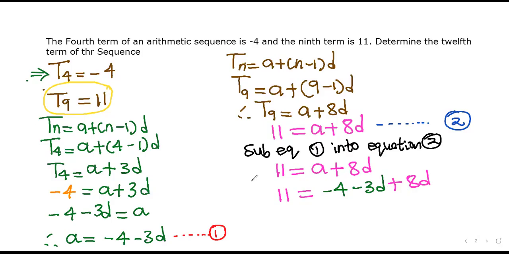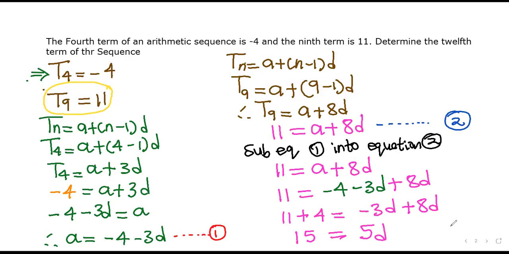And then when you have something like this, you're going to pair the like terms, right? So that will be 11. Then we take -4 and transpose it to the other side. When you transpose -4, it changes to +4. It's equal to -3D plus 8D. Now you are adding 11 plus 4. That should be 15. It's equal to, -3 plus 8 is 5. So that will be 5.